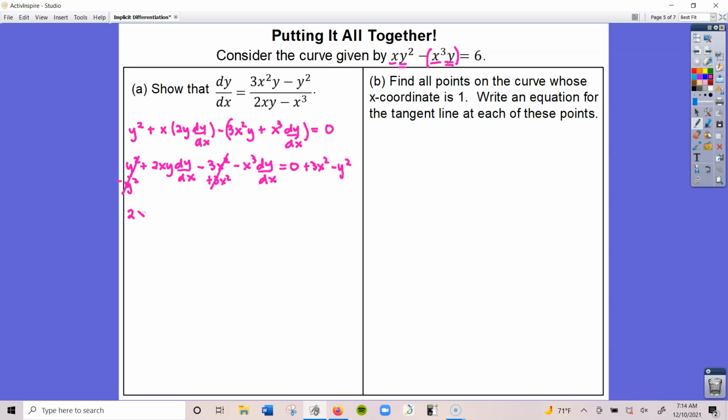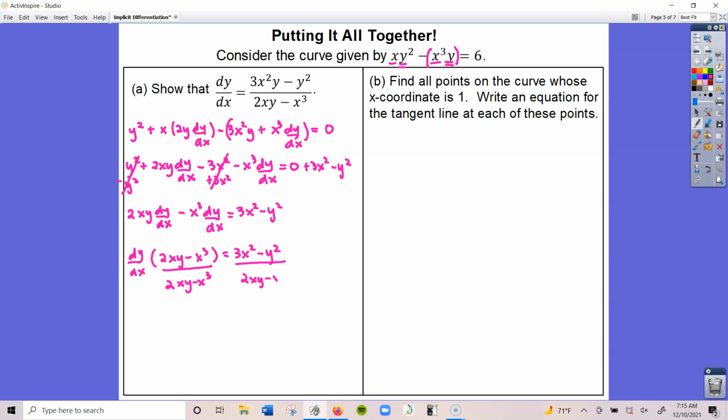So on the left, I have 2xy dy/dx minus x to the third dy/dx is equal to 3x squared minus y squared. Now we factor the dy/dx, and that'll give us 2xy minus x to the third is equal to 3x squared minus y squared. And finally, divide. And you can see that what we got here is exactly what's here. So that's my derivative.